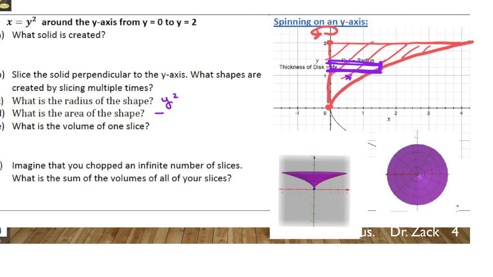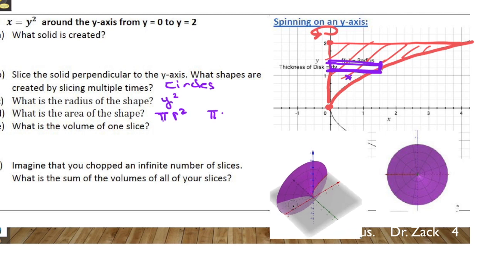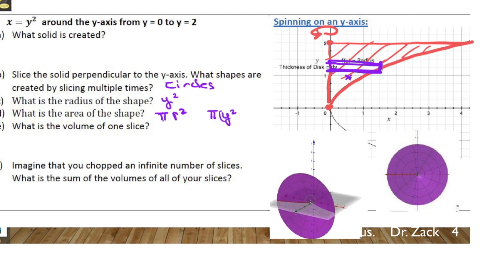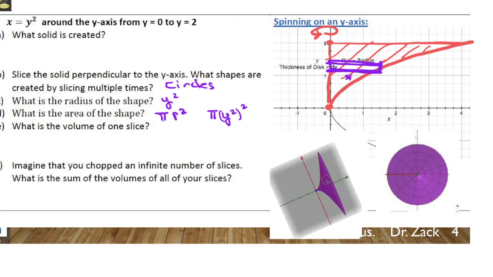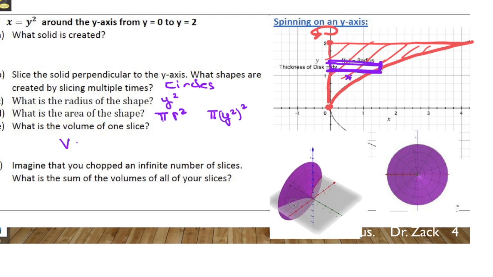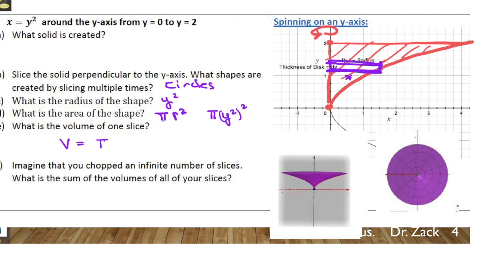Now the area of our shape, because the shapes are actually circles being created again, and the area of a circle is pi r squared. So for our particular problem, we're going to have pi times y squared squared, or pi y to the fourth. So the volume of one slice is going to be pi y to the fourth multiplied by the thickness. But what's the thickness? That's where your delta y is coming from. So we've got thickness delta y.